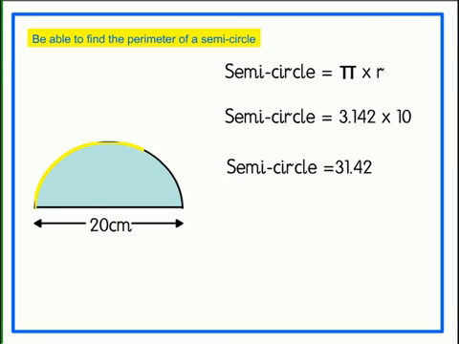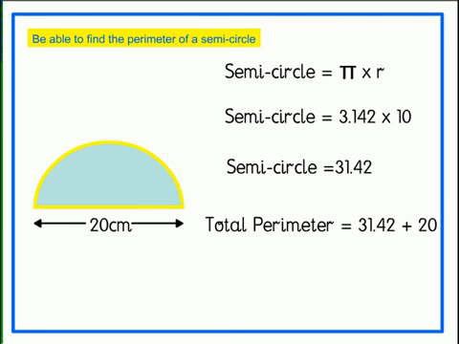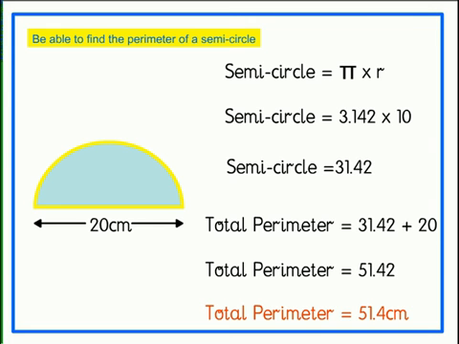The perimeter of the shape means we have to include this distance. This base is 20 centimeters, so we simply add on 20 centimeters. So our total perimeter, 31.42 plus 20, gives us 51.42. Rounding this, the total perimeter, 51.4 centimeters.